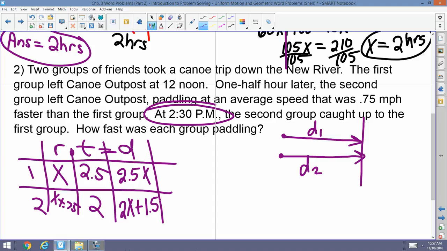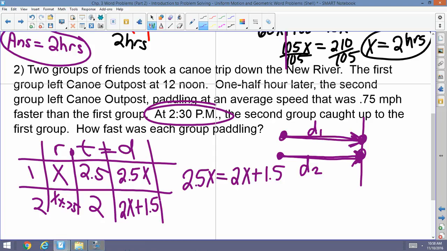So now, guys, think about it. Remember, they both start at Canoe Outpost. Group 1 gets to where they're going. They get there by 2:30. Group 2 leaves later, so they got to go faster, but don't they get to where they're going, which is the same exact place? So isn't the distance of the first group equal to the distance of the second group? Does this make sense, my brothers?